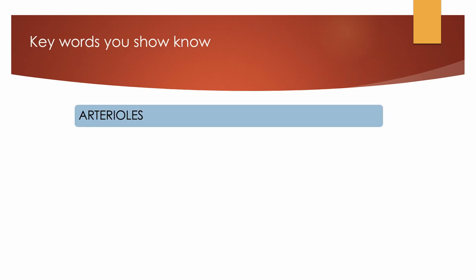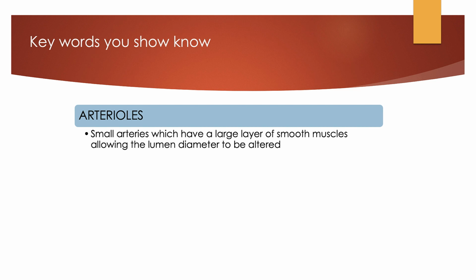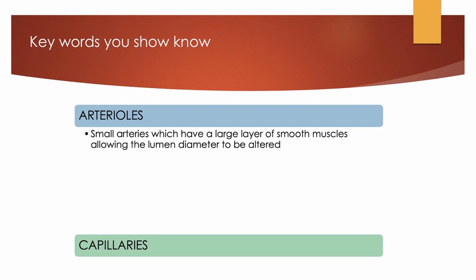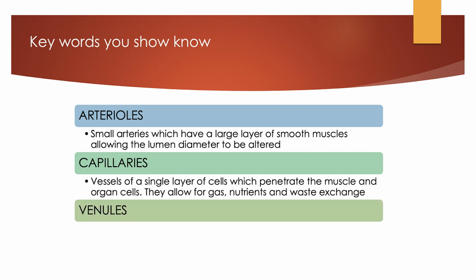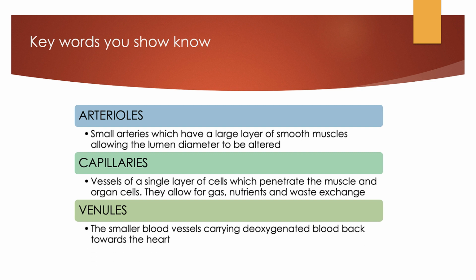Keywords you should know. Arterioles, small arteries which have a large layer of smooth muscle allowing the lumen diameter to be altered. Capillaries, vessels of a singular layer of cells which penetrate the muscle and organ cells. They allow for gas, nutrient and waste exchange. Venules, the smaller blood vessels carrying deoxygenated blood back towards the heart.